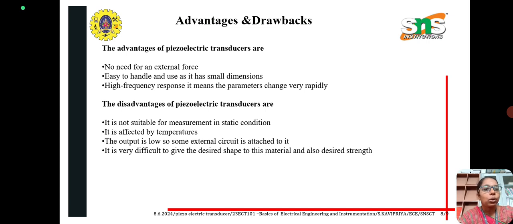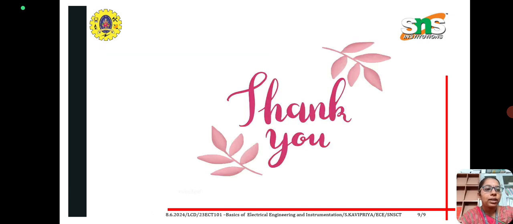The output is low, so some external circuit is essential for amplification of the output. It is also very difficult to give a desired shape and a desired strength to this material. That's all about the construction, working principle, applications, advantages and drawbacks of the piezoelectric transducer.